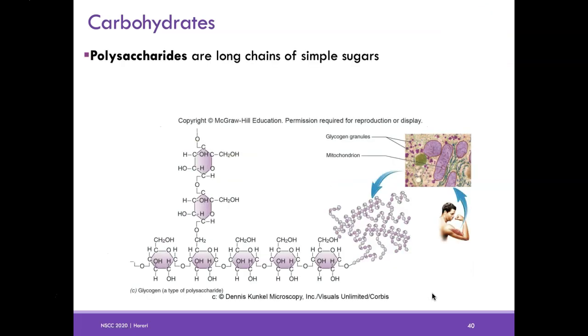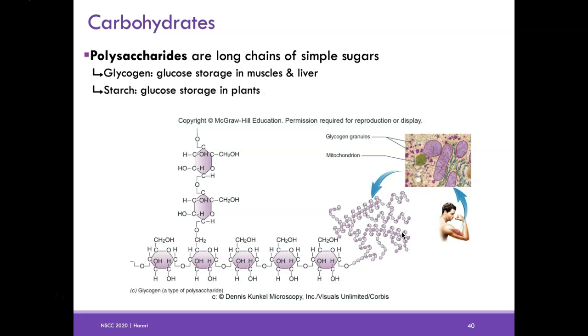Finally, we have polysaccharides that are long chains of simple sugars. Poly is for many. And in animals, the most popular polysaccharide you need to know is glycogen. So glycogen is a chain of a bunch of glucoses attached together by glycosidic bonds. This is how our muscles and liver store glucose. In plants, they don't have glycogen, they have starch. So polysaccharides in plants are starch, and that's again chains of glucose. And that's for long-term energy storage.